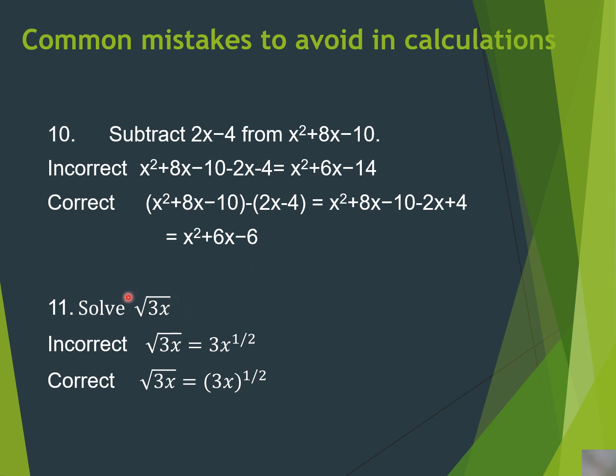The next one is under root of 3x. So when you see this square root or under root of 3x, it means that the power of 3x is actually 1 by 2. Now please remember, the power of both 3 and x is 1 by 2, not just x. That is the incorrect calculation which is being done here.